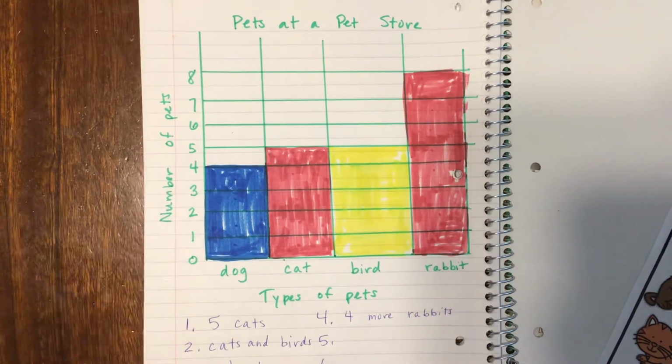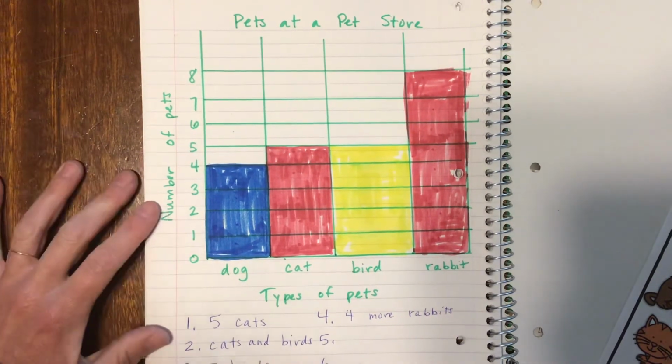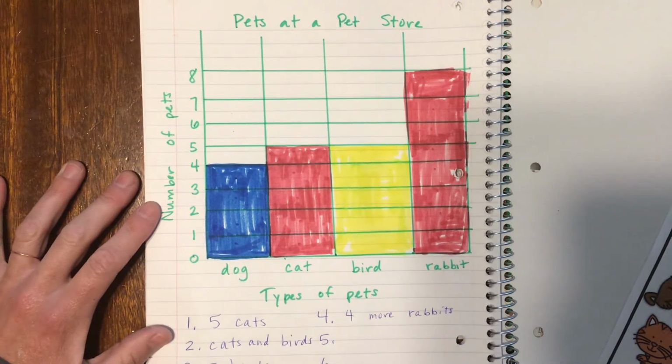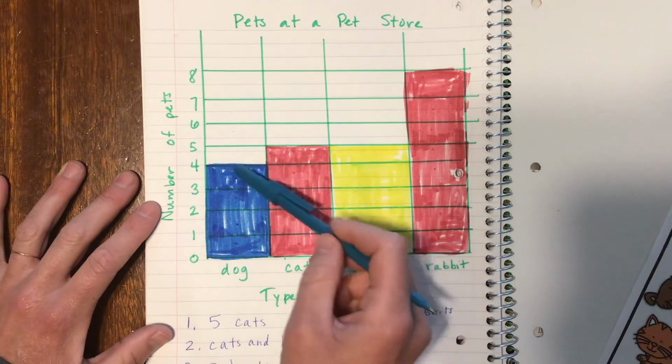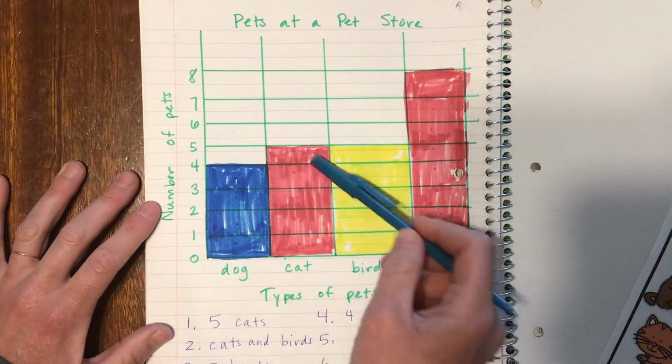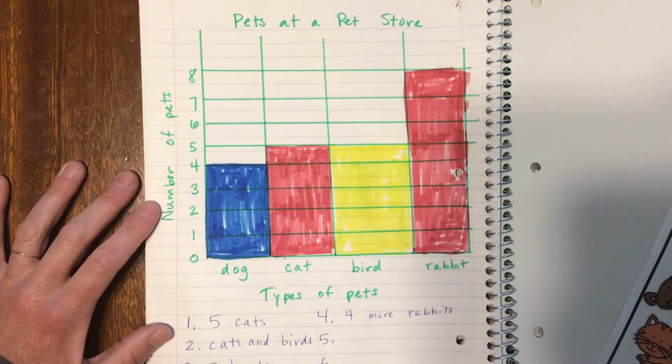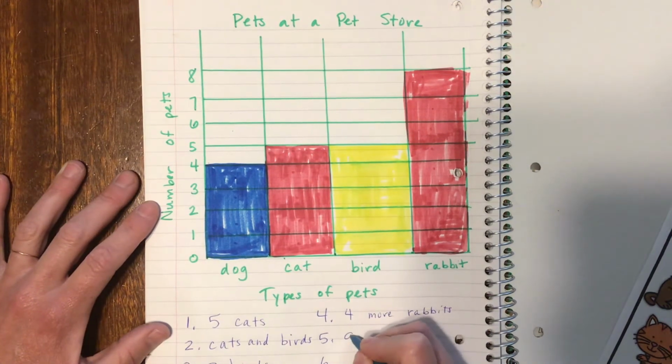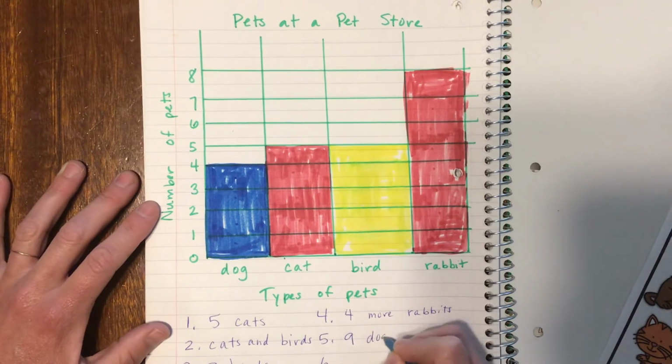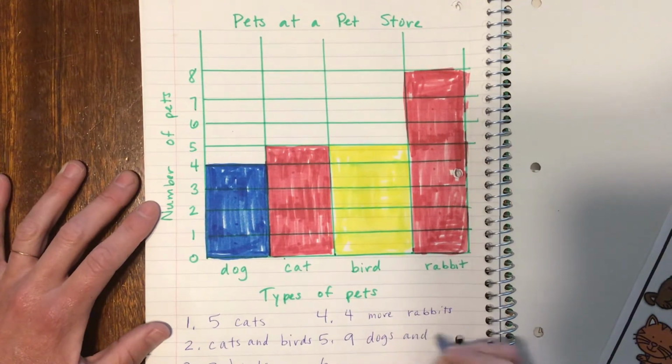Number 5. How many cats and dogs are at the pet store? So if there's 4 dogs and 5 cats, we put those together, 4 plus 5, and we get 9. So there's 9 dogs and cats.